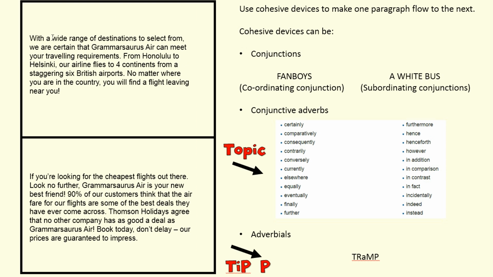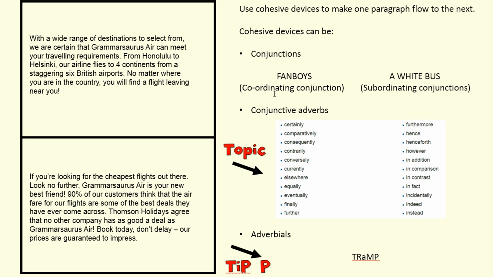I've got my burger top at the bottom, the Tide burger, T-I at the top, and then I've got my development, the meat in the middle, and my ending at the bottom bun. Now I want to link these two together, so we've got like a stack of burgers. What's better than a stack of burgers, eh? So to do that, I'm going to use a cohesive device, and these can be any of conjunctions, so our fanboys or a white bus.